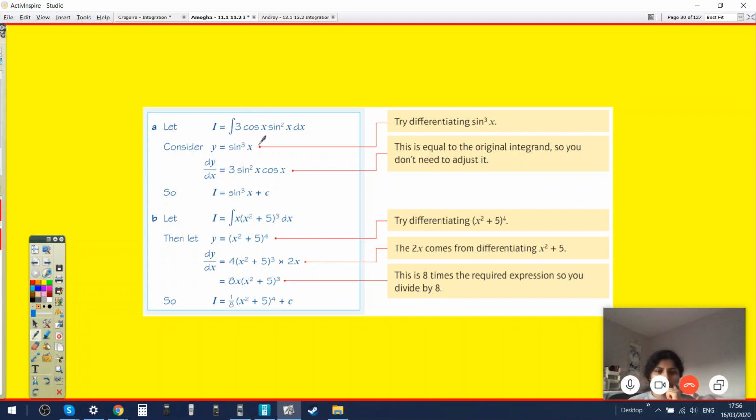Sine cubed x. 3 sine. I want to know how. If you know how to do sine cubed x, then why can't you just do sine squared x straight away? Why would you have to consider y is sine cubed x when you could just do what sine squared x is? That'd be easier.